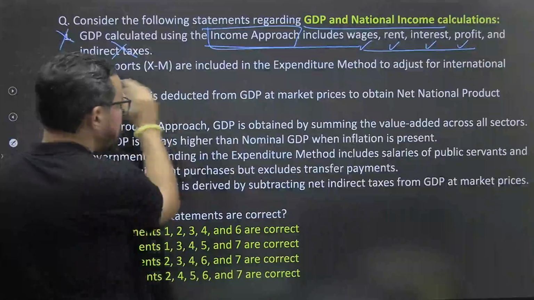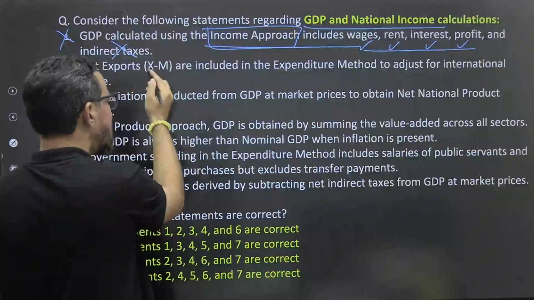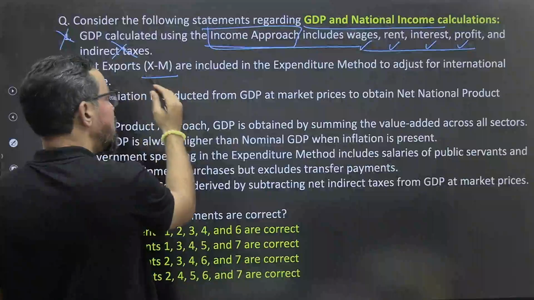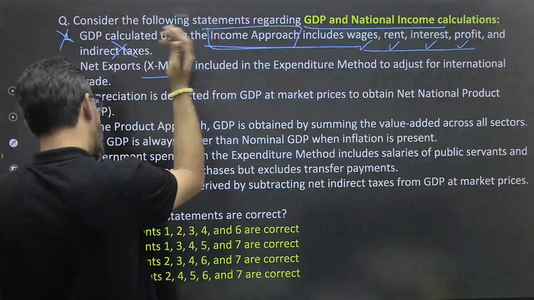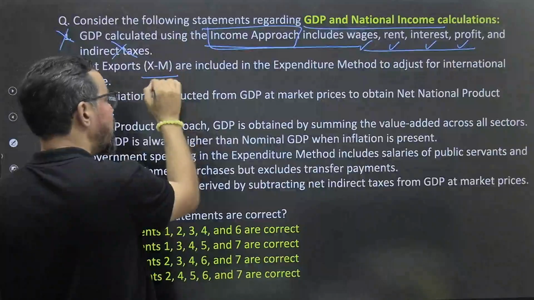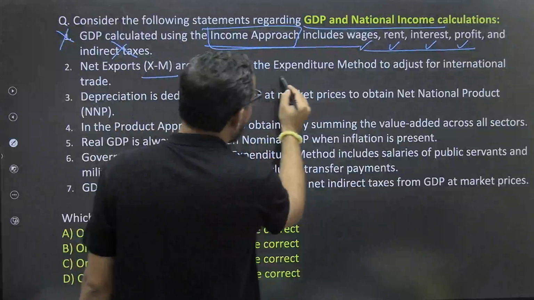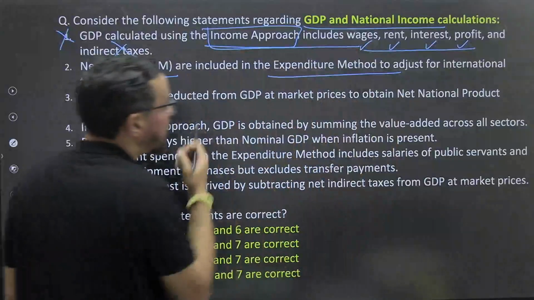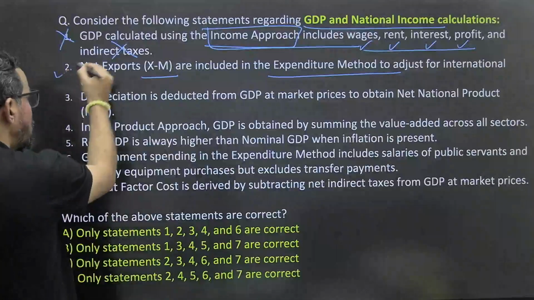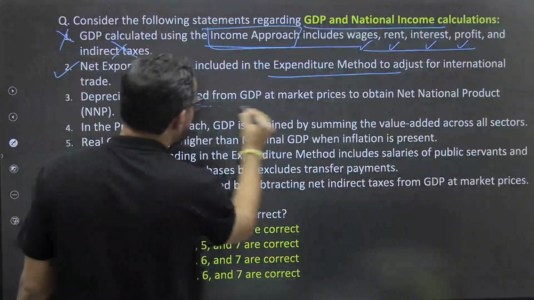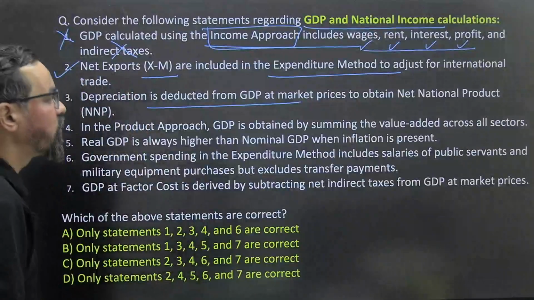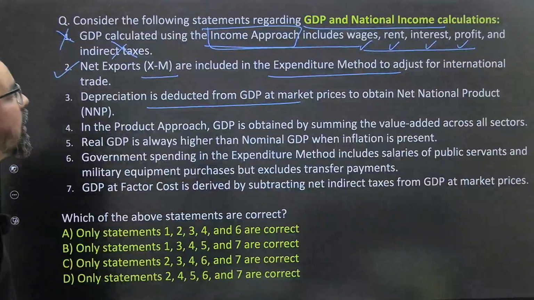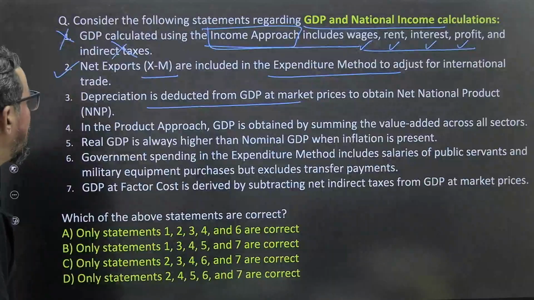Net export is X minus M. Export X is export done by India to other countries, and M is import done by Indians. So it is included in the expenditure method to adjust for international trade. True.